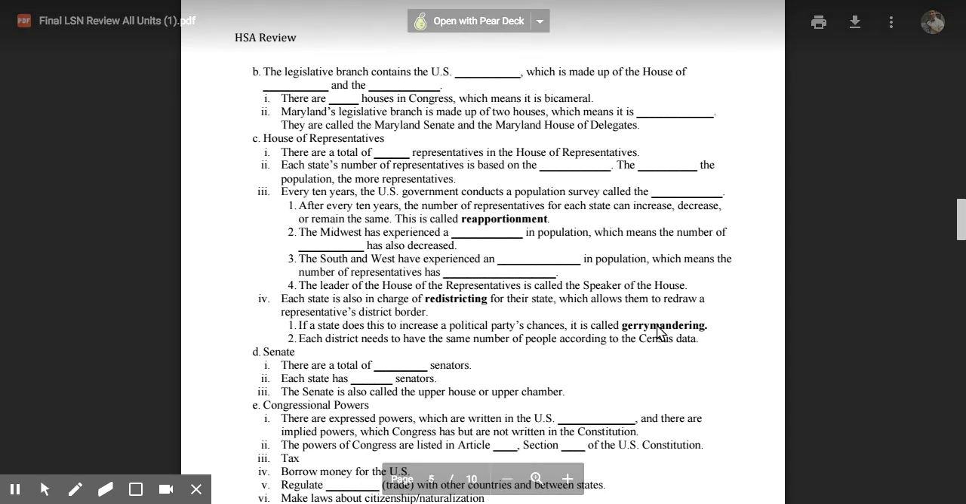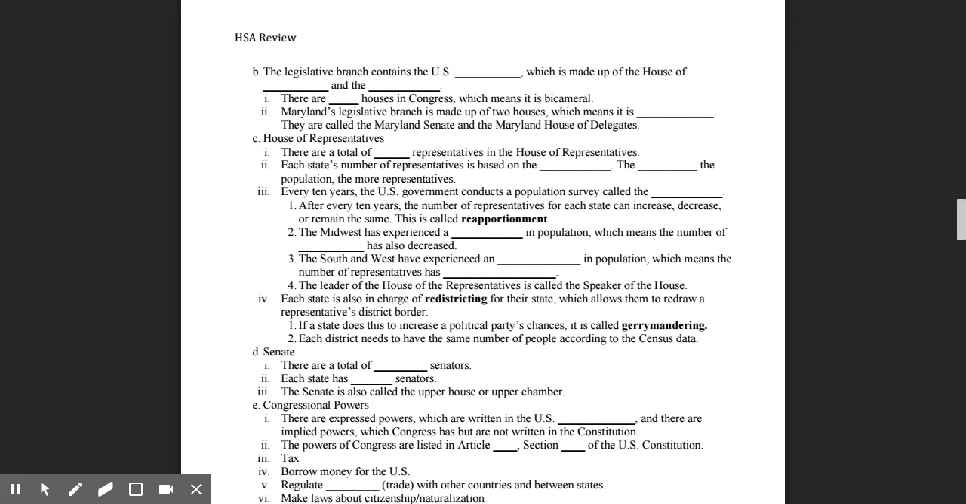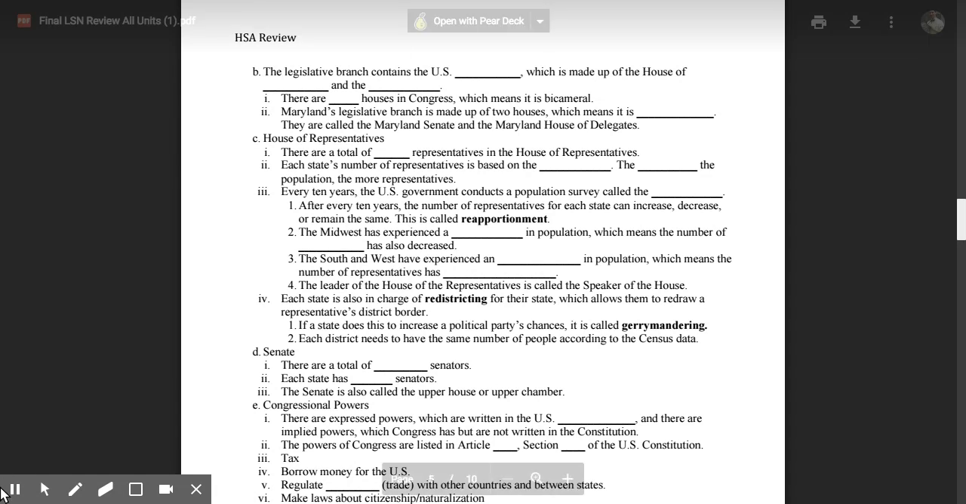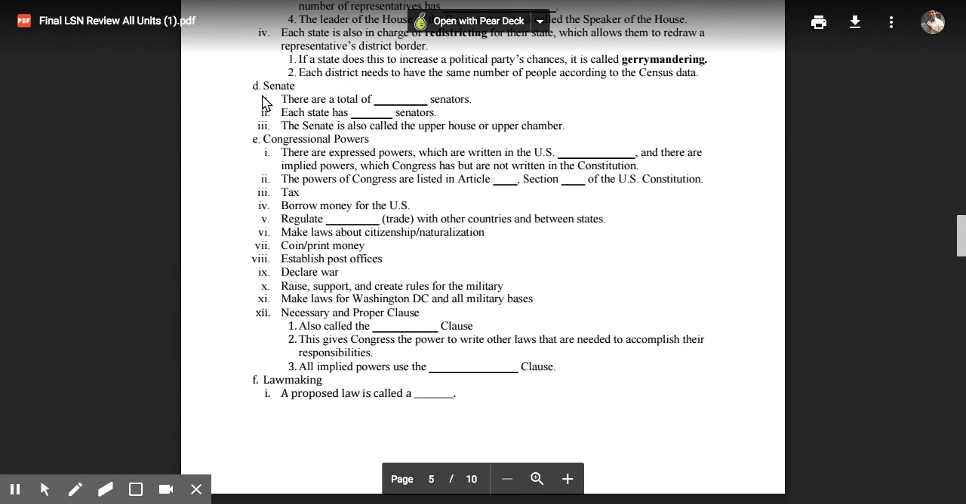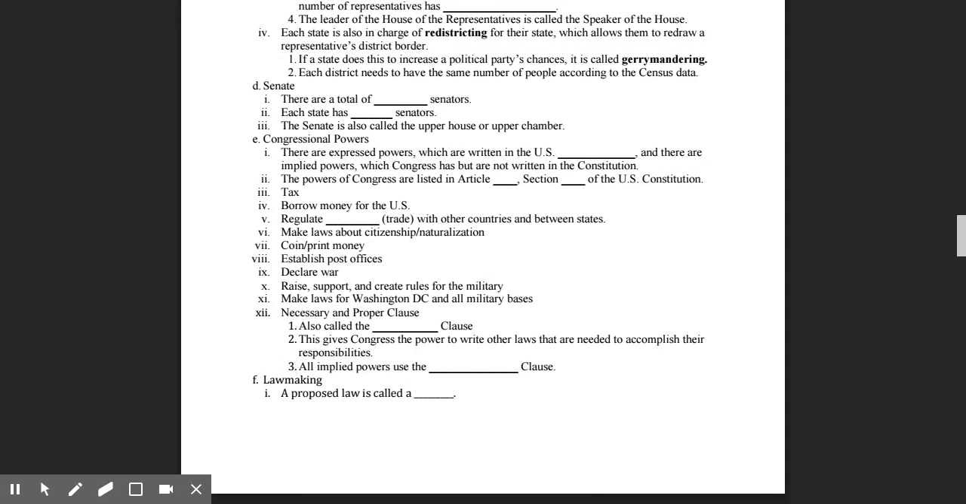Gerrymandering is what's used to make sure that a political party can get twice as many seats, 3 times as many seats, or extra seats, even though the population might be 50-50 or roughly 50-50. Senate. There are a total of 100 senators, and each state has 2 senators. The Senate is also called the upper house or upper chamber.